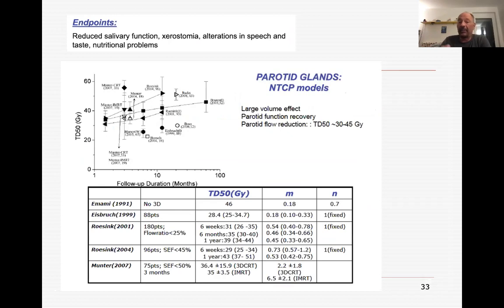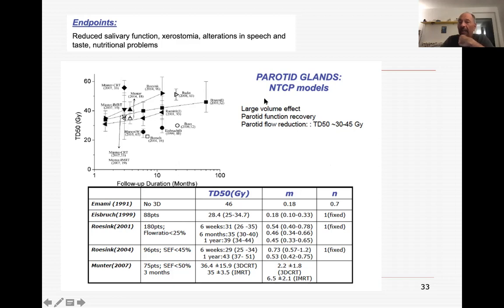Other kinds, here you see a study on the parotid glands that are typical side effects in head and neck tumors, where because you have reduced salivary function, you have xerostomia, alterations in speech, nutritional problems, it's pretty bad, you see. And this is the TD50, so the dose that gives 50% of the effect as function of the follow-up durations. For parotid flow reduction, for example, 30-45 gray is the TD50. That gives an effect in 50% of the cases.